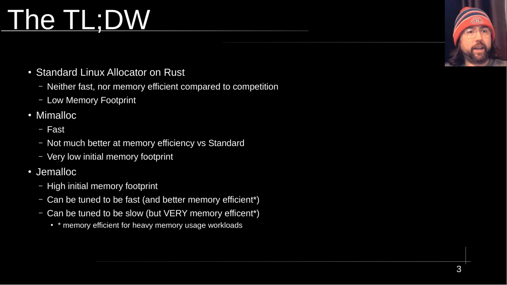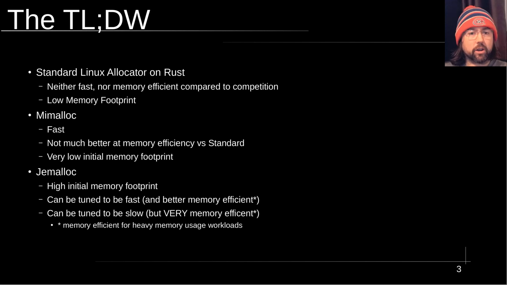So the TLDR here, for those who just want quick facts right away, is that there are three memory allocators that I've looked at in my time as a Rust programmer. The first one is the standard Linux allocator on Rust, and it's neither fast nor memory efficient compared to the competition. Now, of course, it's still fast and memory efficient, but we're comparing it to the two other allocators that I'm going to talk about. It has a low memory footprint upon initialization of a program. So if you're not using a program that uses a lot of memory, it's a good allocator for you.